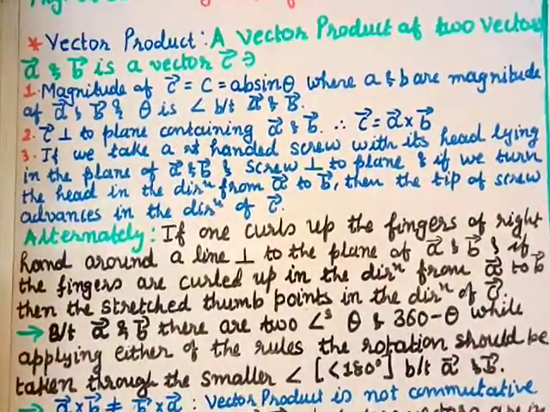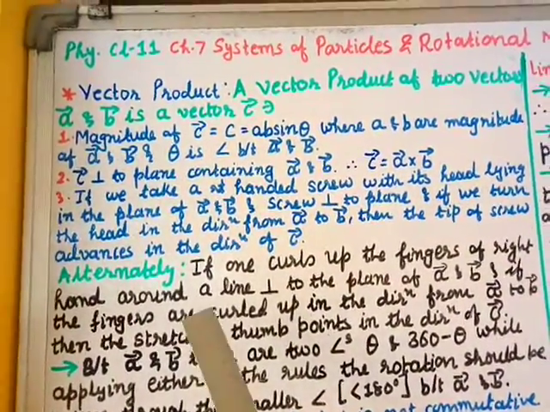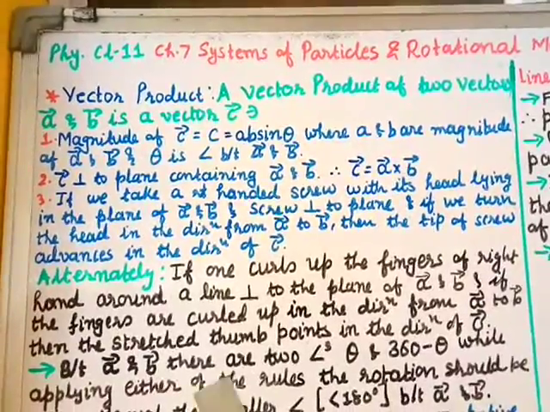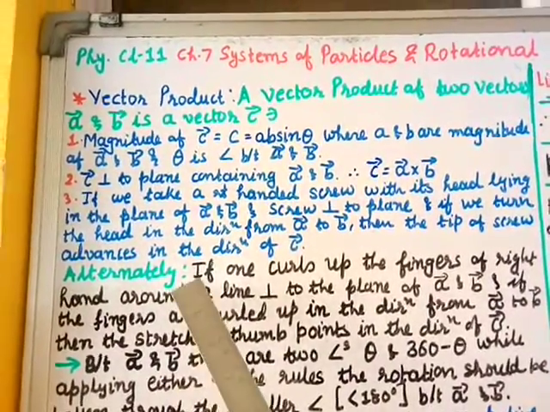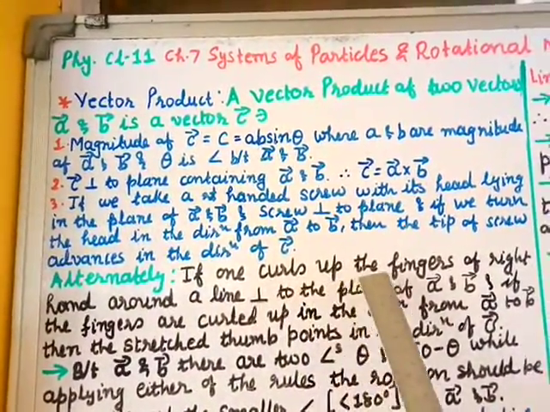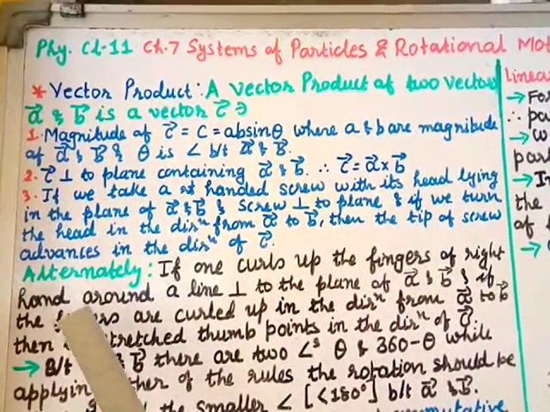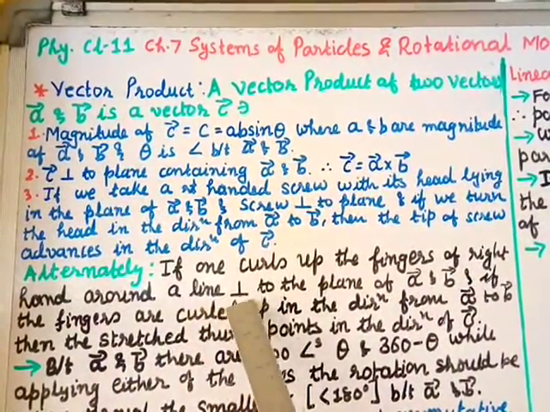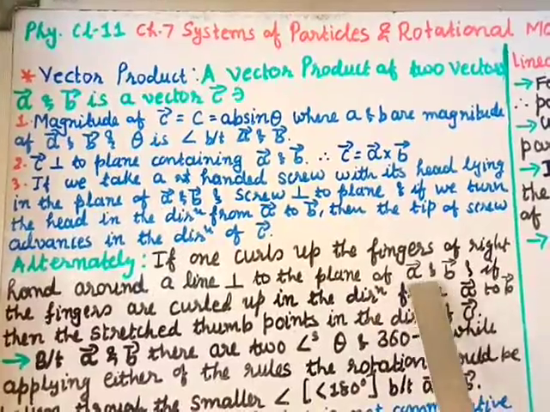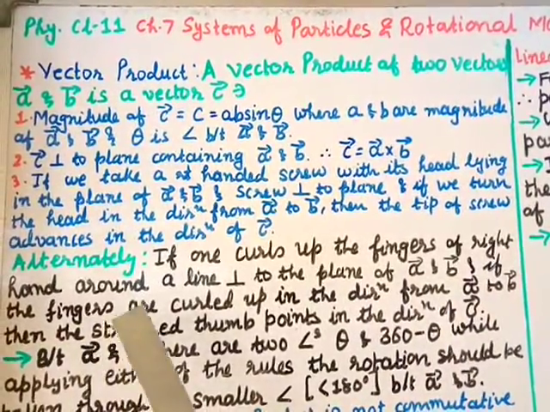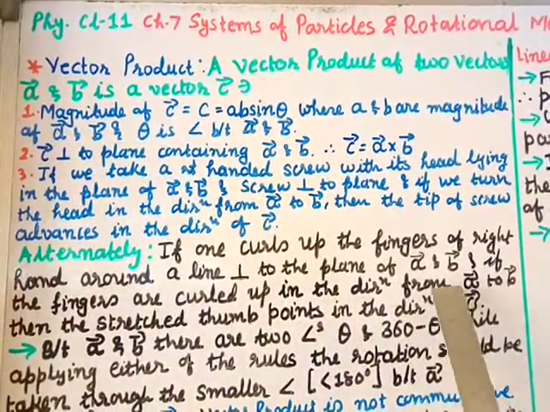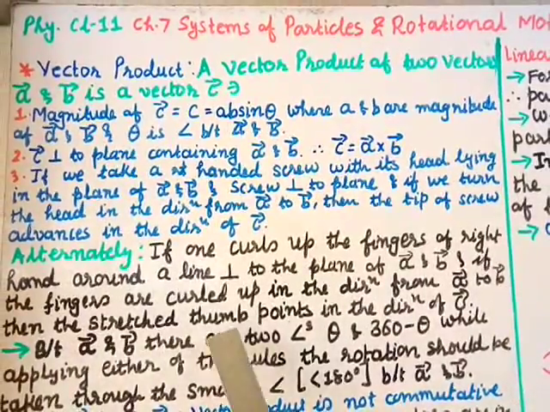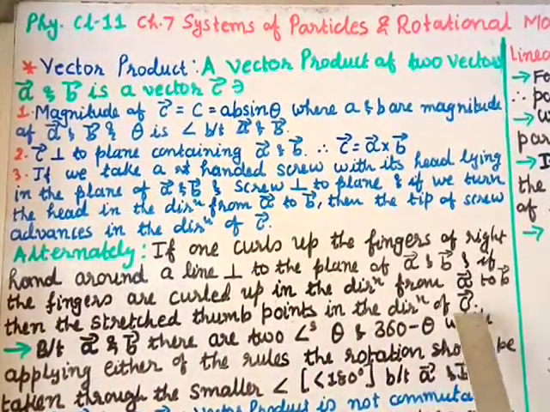Alternatively, this can also be stated as the right-hand rule. That can be stated as: if one curls up the fingers of the right hand around a line perpendicular to the plane of vector A and B, and if the fingers are curled up in the direction from A to B, then the stretched thumb points in the direction of vector C.